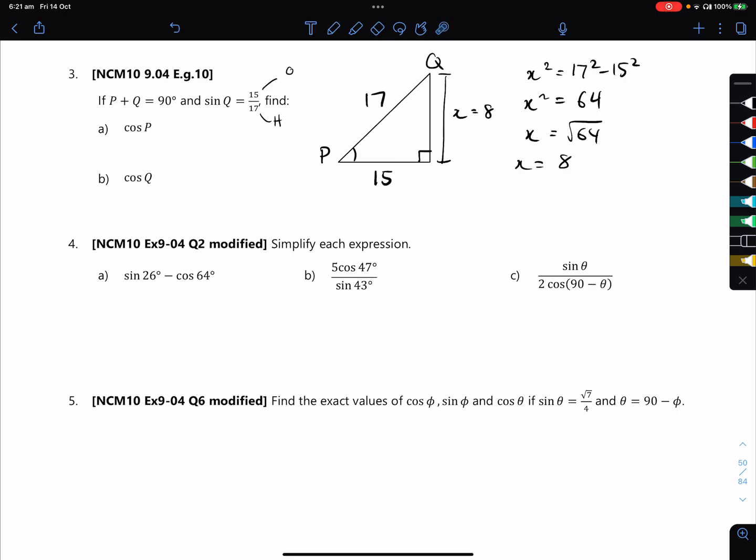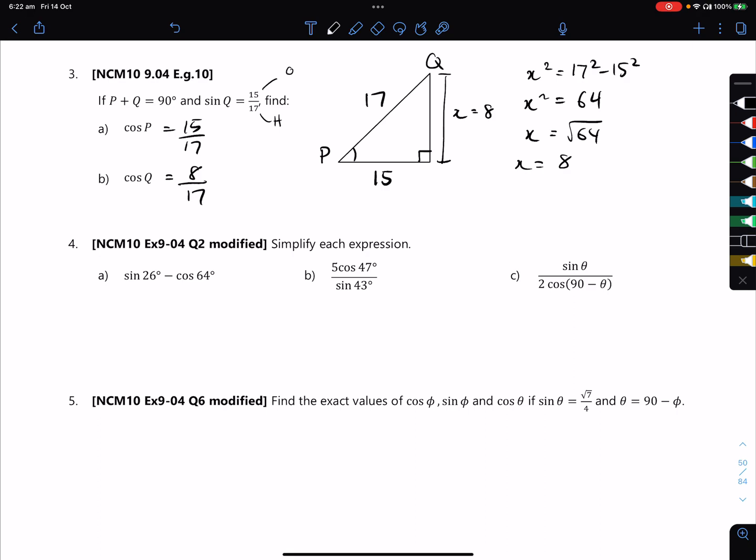Once we have all three edges of our triangle, that's going to allow us to find cosine, sine, and tan of each and every angle here, apart from that 90 degrees, which we don't need to do. But cosine of P, if you use this as the angle, cosine of P is adjacent over hypotenuse, which means 15 over 17. Whereas cosine of Q, if you use the angle here, cosine of Q will be adjacent over hypotenuse, which is now 8 over 17.